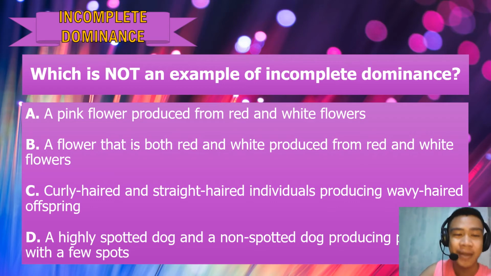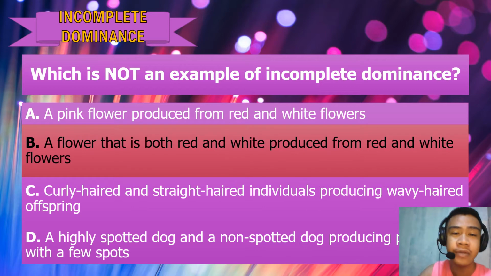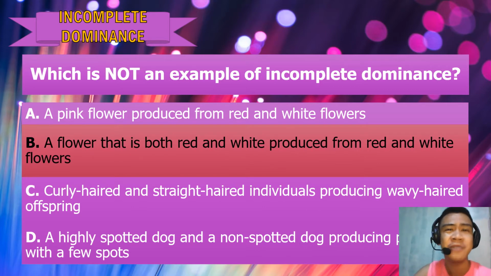Okay, the correct answer is letter B. A flower that is both red and white produced from red and white flowers. So letter B is correct. This is an example of codominance, not incomplete dominance, because both phenotypes are shown instead of one intermediate phenotype.